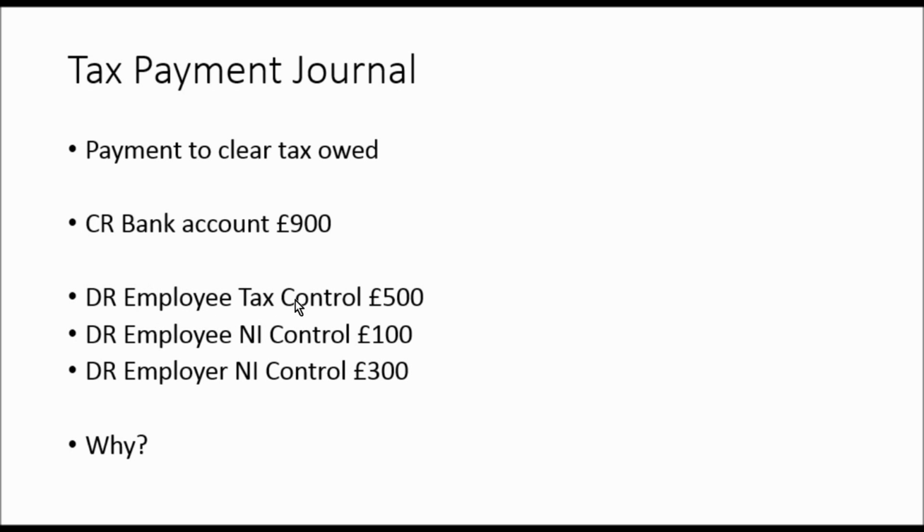The employee tax control cleared. The employee national insurance control cleared. The employer national insurance control cleared. And hopefully that makes sense. Now, it could be, if there are other deductions like pension contributions, that's also included in this tax payment journal. But it could be that there's then a fifth journal for deductions, where once again you'll credit the bank account and debit the pension fund or whatever the deduction is.